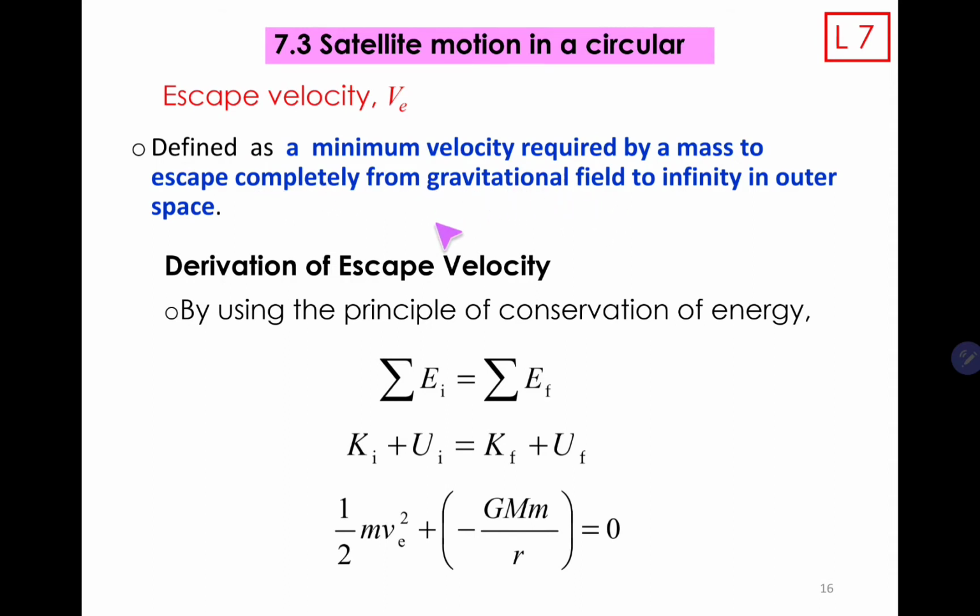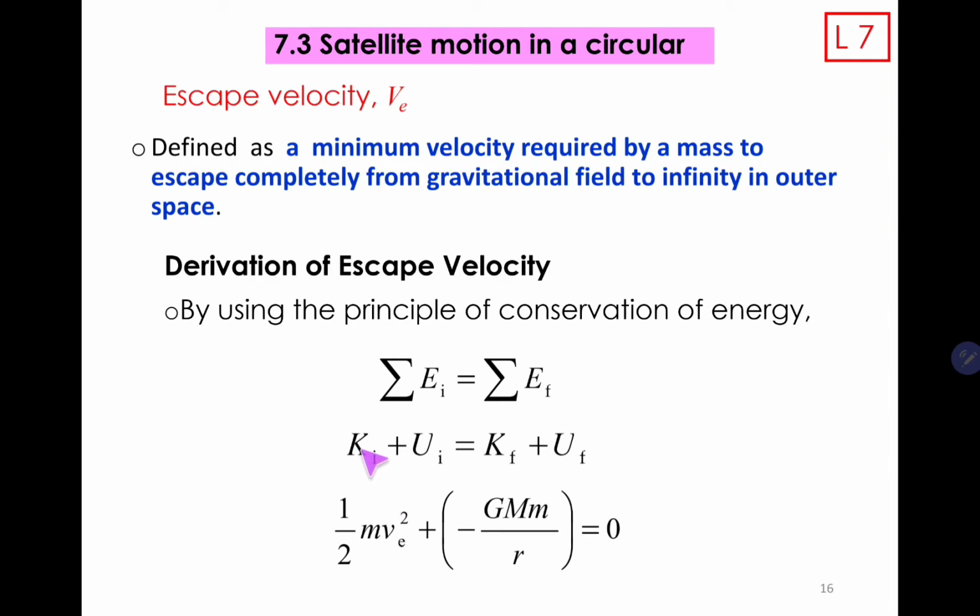So for the derivation of escape velocity, we may use the principle of conservation of energy, where the sum of E initial equals the sum of E final. Initially, we have K initial and U initial. Finally, still the same, K final and U final. Initially we start from the planet, and we are trying to launch the object with escape velocity.